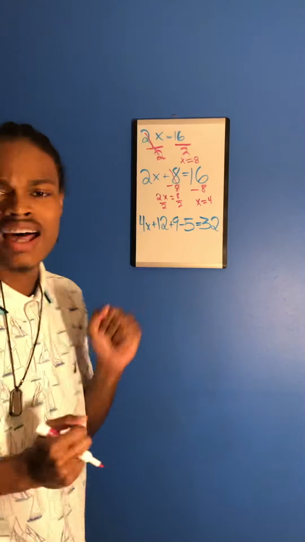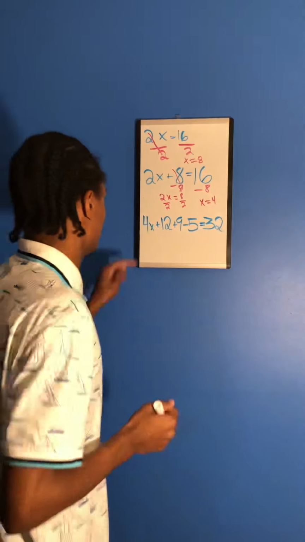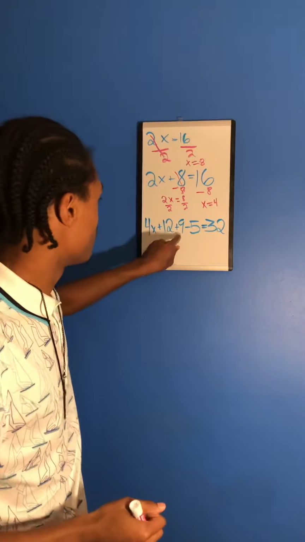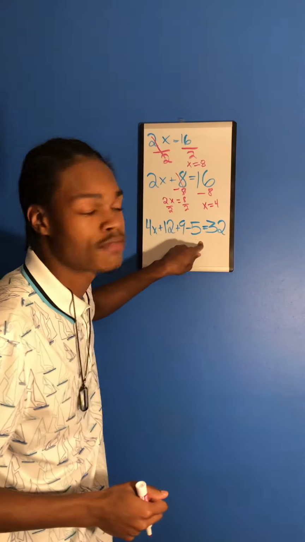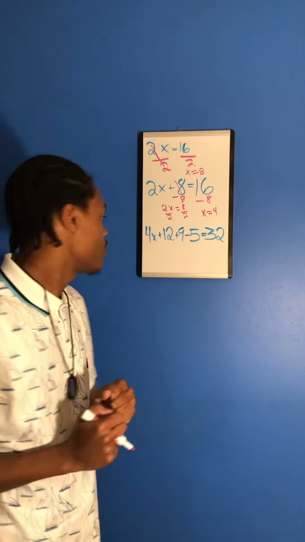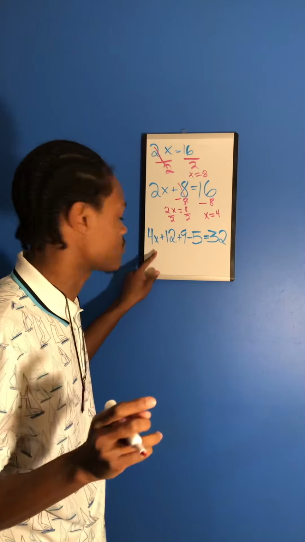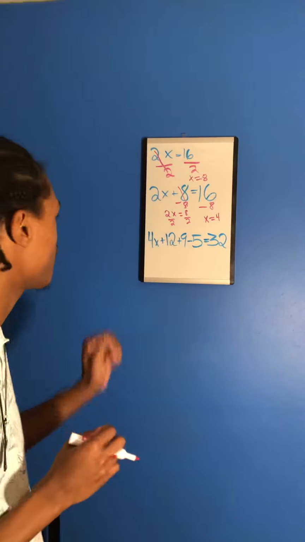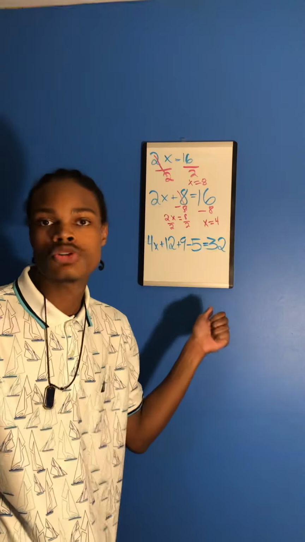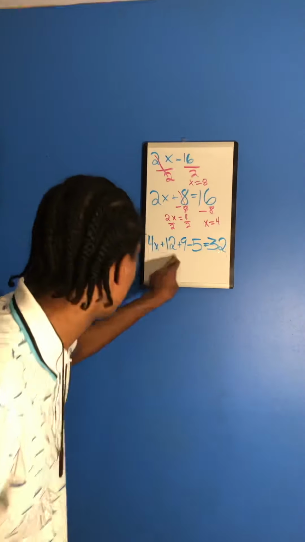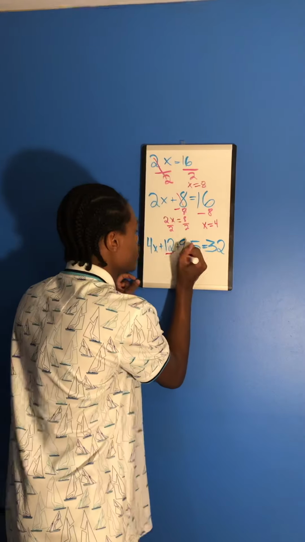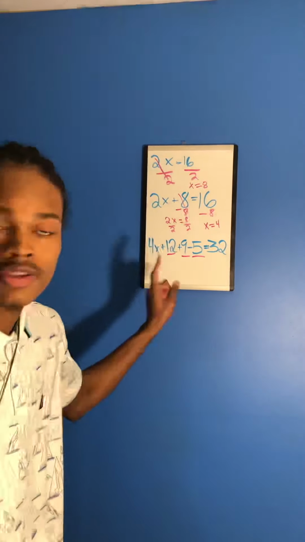Now let's take a look at the last one. 4x plus 12 plus 9 minus 5 equals 32. Now, first, what we're going to do is, we see the x, right? But there's something else bothering it. We have extra numbers in. We call those like terms. So we combine the like terms. We combine this, this, and this, because they are like terms.